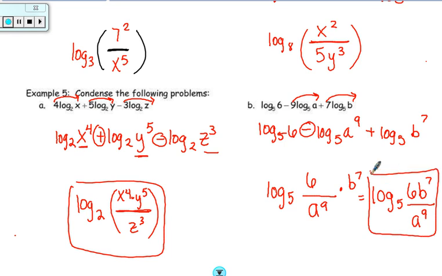All right, so what are your 3 rules? Your 3 rules are multiplication splits up into addition, and if you have addition, it condenses to multiplication. Subtraction is the same as division. A single log with division can be split up into multiple logs with subtraction, and vice versa. And that a number in front of a logarithm is really the exponent inside the logarithm.